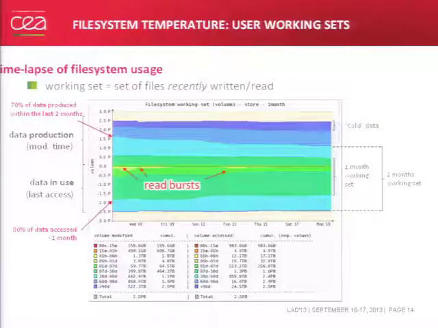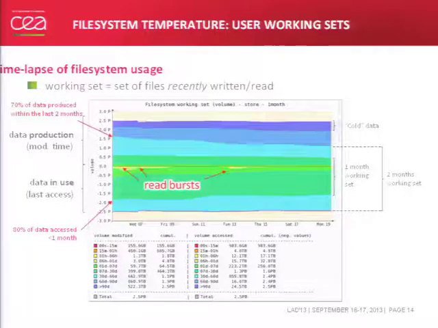So we contacted the user, suggesting better ways to stop the simulation. So this is what we call the file system temperature. That's another example of graphs we use. We represent here the working set of our users on the file system range. So that's basically the set of files which are recently written or read. The negative values are the volume accessed, the positive values are the volume modified. So we can see that that's the data production and the data in use.